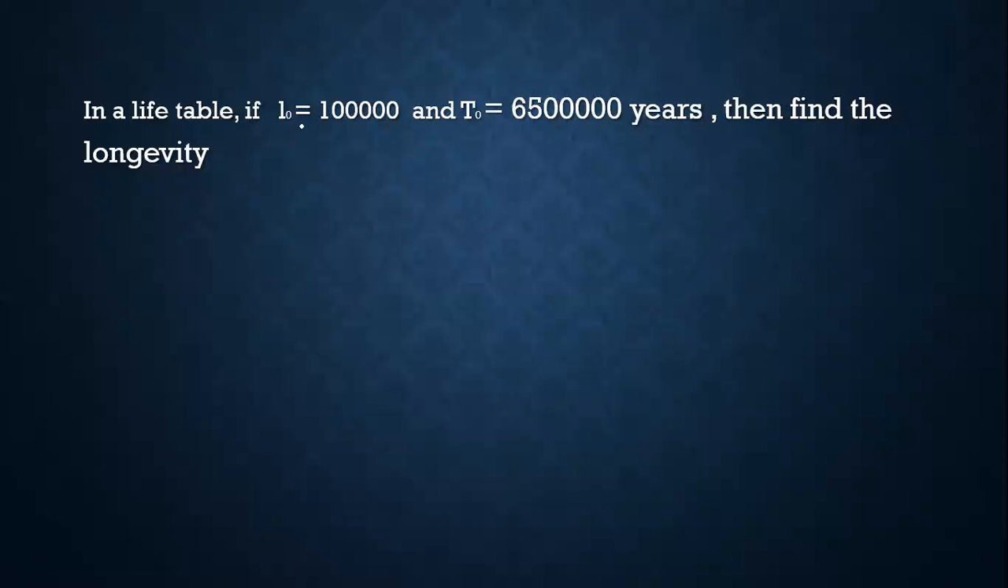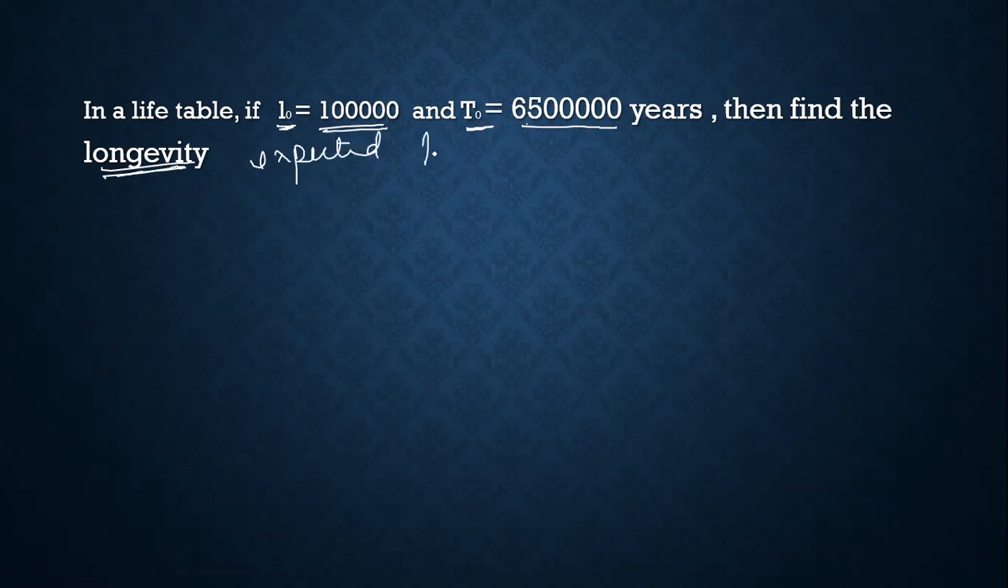In the life table, if L0 is 1 lakh, and T0 is 65 lakh years, then find longevity. Now, what is longevity? It is nothing but the expected life in years. That means we have to find Ex. They have not asked directly, but instead asked us to find the longevity. Expected life in years is nothing but E of X.